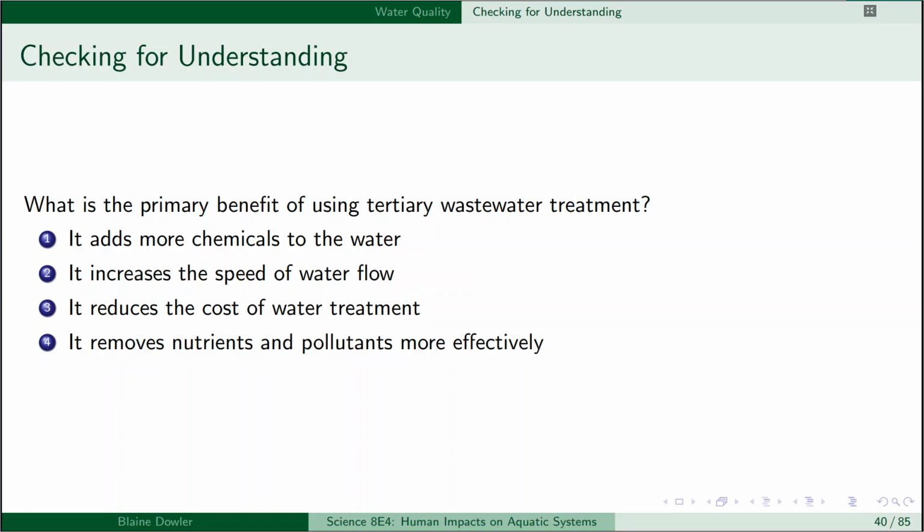What is the primary benefit of using tertiary wastewater treatment? It adds more chemicals to the water, it increases the speed of the water, it reduces the cost of water treatment, or it removes nutrients and pollutants more effectively. Pause now if you need more time. It removes the nutrients and pollutants more effectively.